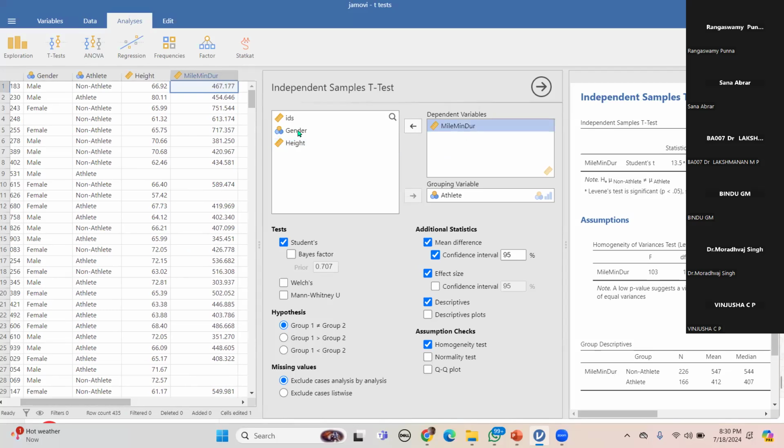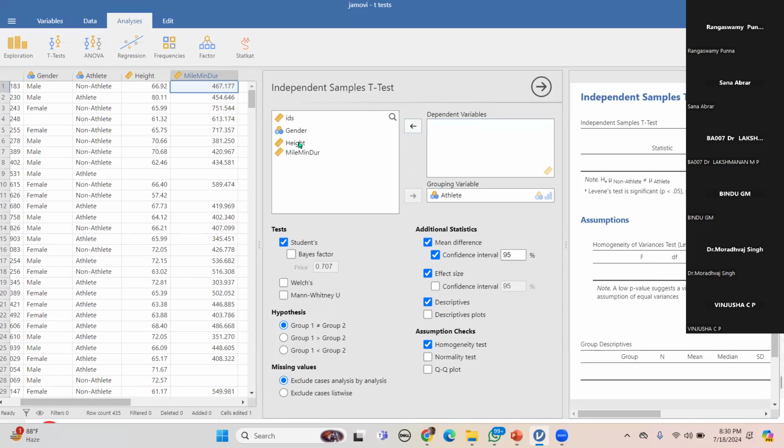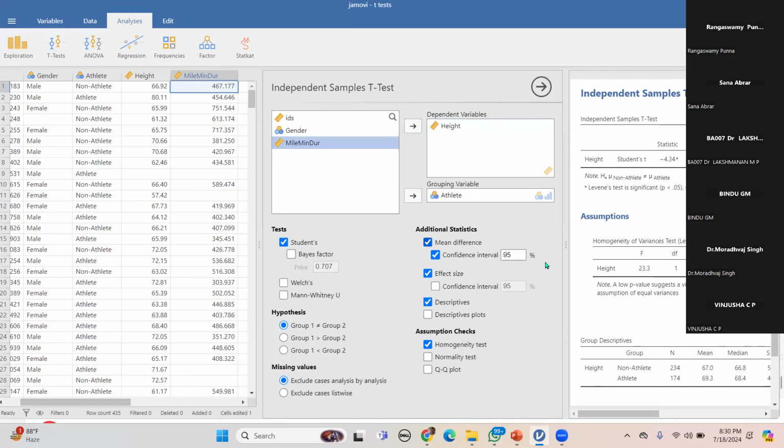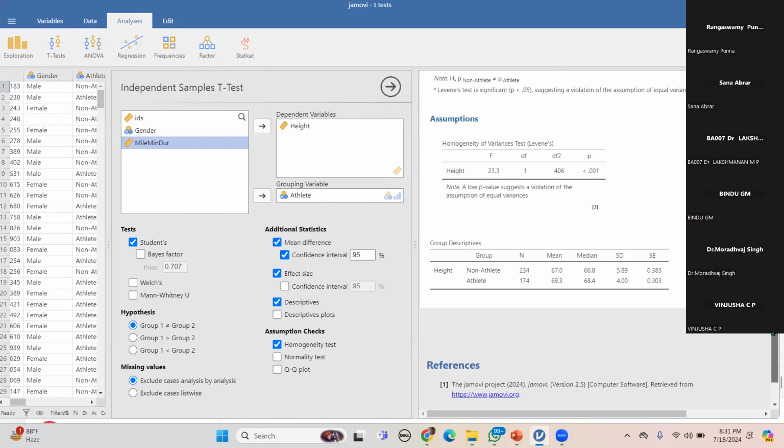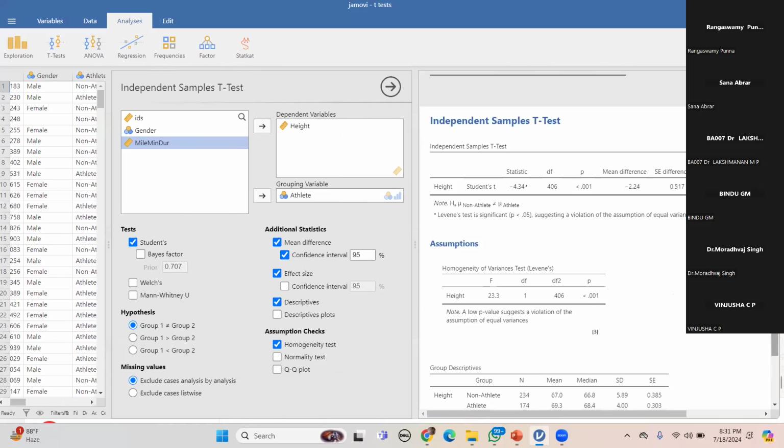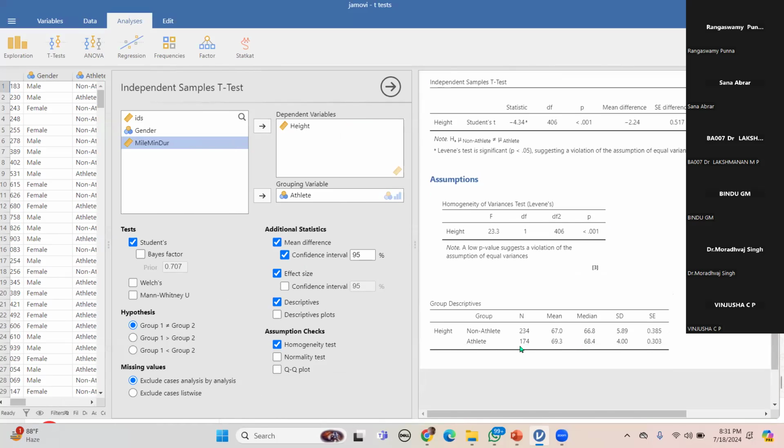Let me choose height. I'm choosing height instead of miles per minute duration. Now just look here. I'm not able to understand the data; there are some changes here. Now looking at the athlete and non-athlete categories, the people in the athlete category have an average height of 69.3 inches, whereas the people in the non-athlete category have an average height of 67.